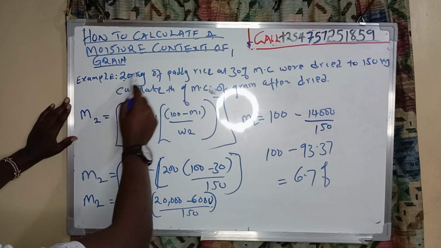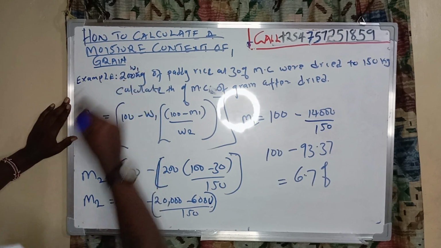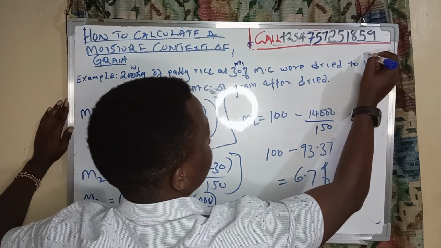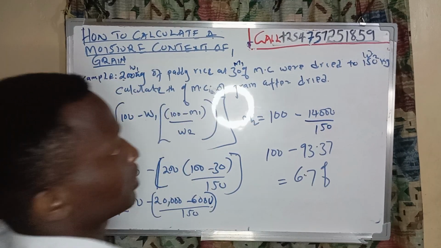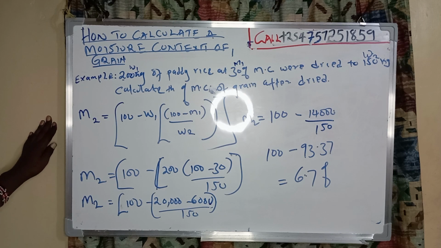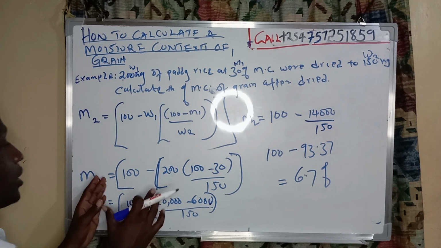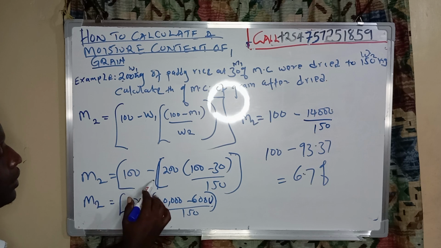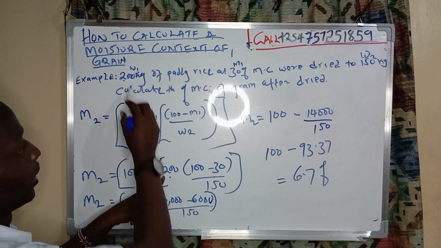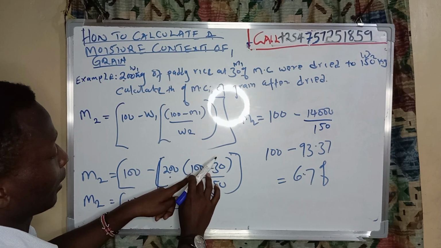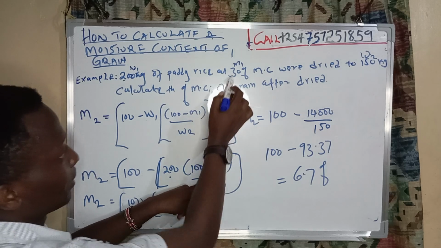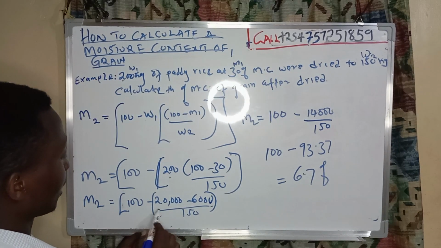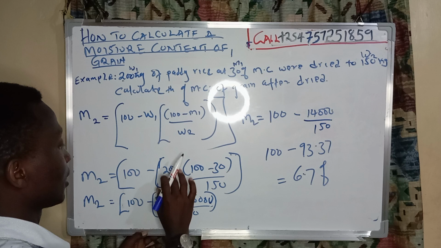Now, we can see this is my first weight, I will treat it as first weight, this is my M1. This is my W2, that is W2, the second weight after I've dried. Now I will just place it in my formula. This is second, 100 minus first, that is 200 over, in brackets, 100 minus first moisture content, over second weight.